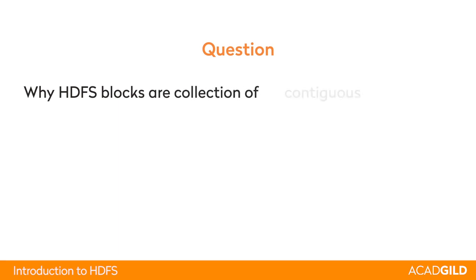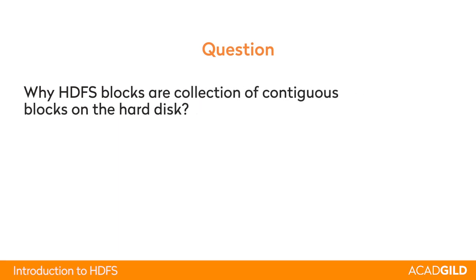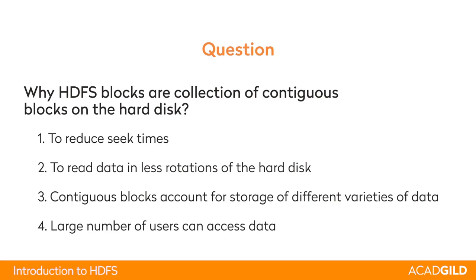So there is a question: why are HDFS blocks a collection of contiguous blocks on the hard disk? We discussed what could be a possible situation. To reduce the seek times, or to read data in fewer rotations of the hard disk, or contiguous blocks account for storage of different varieties of data, or a large number of users can access data. So if you have gone through this particular lesson, you should be able to understand the correct options are 1 and 2: to reduce seek times and to read data in fewer rotations of the hard disk.